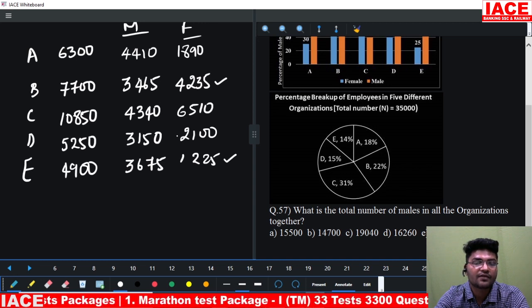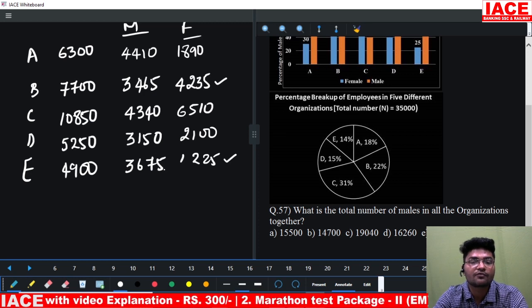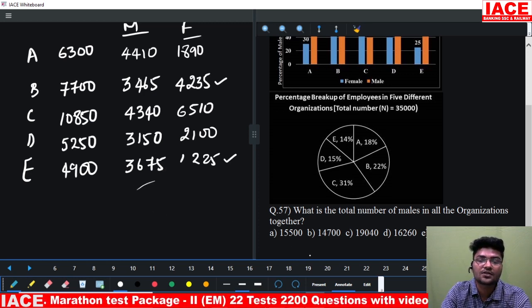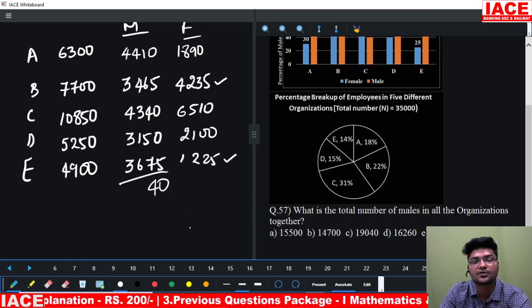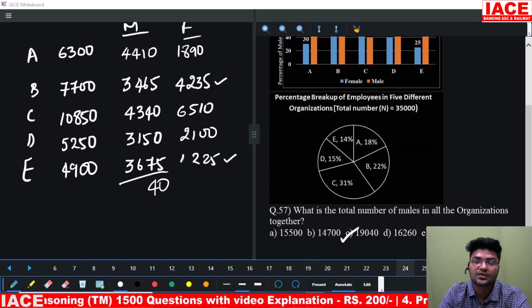90 plus 10 is 100. 100 plus 65 and 75. 65 plus 75 is 140. 100 plus 140 is 240. 240 means the last two digits will be 40. 40 means our correct answer will be option C. Option C is the correct answer.